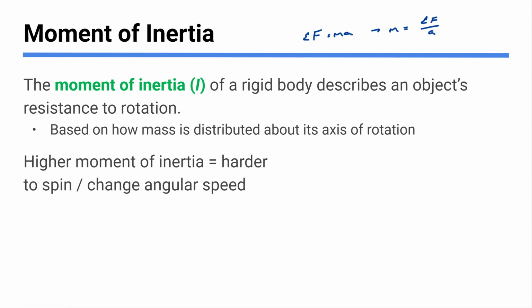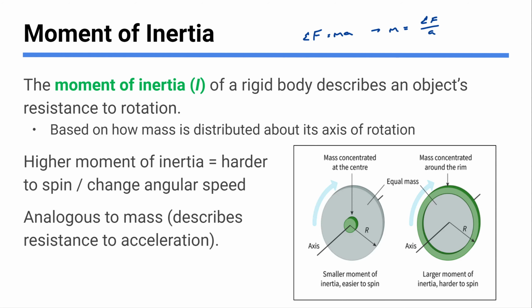A higher moment of inertia is going to mean it's harder to spin or change its angular speed, just like a high mass means that the thing is hard to accelerate. So here are two examples to show this, two different things that have the same mass. In the picture here, we've got a wheel shape, with a little green cylinder in the middle that's pretty compact and connected to this big wheel. So this thing would be pretty easy to spin.